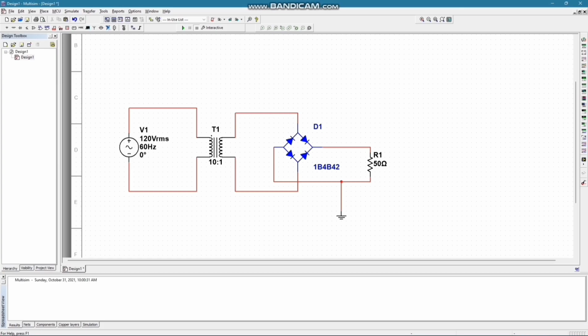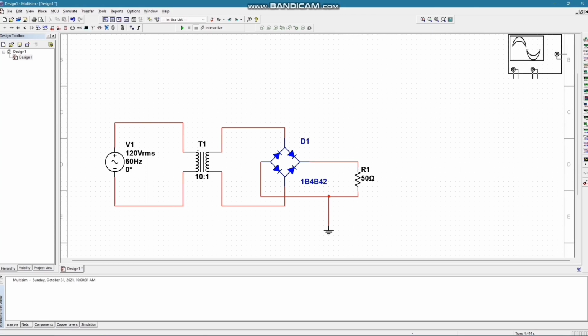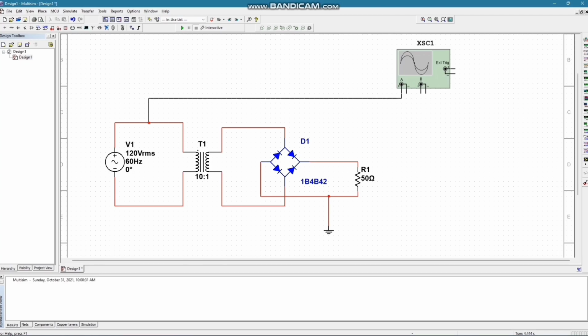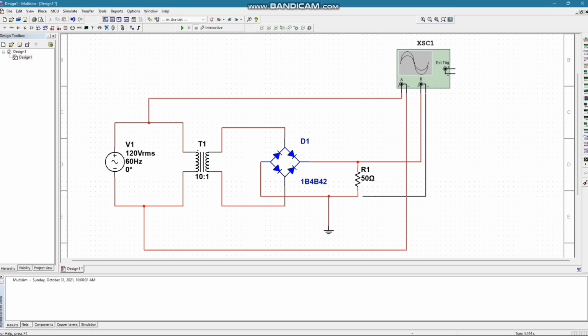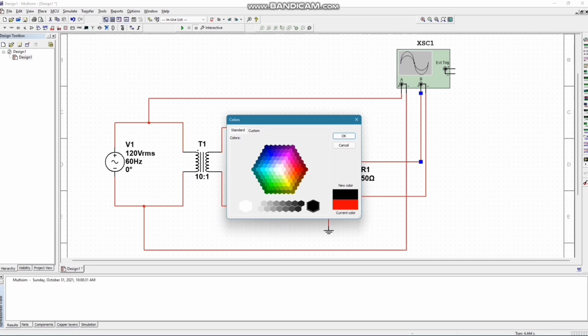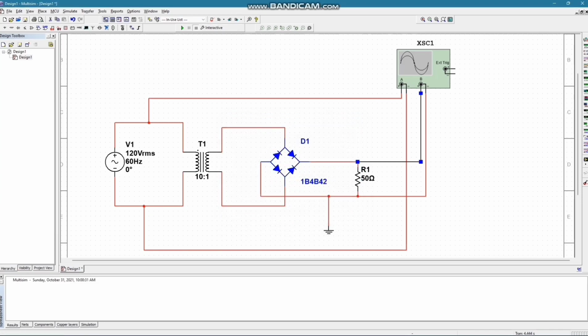So now, to study the waveform of this bridge rectifier circuit diagram, we are going to need an oscilloscope. So I'm going to add an oscilloscope to the diagram. So this is an oscilloscope. I'm going to connect the A channel of the oscilloscope to the AC main supply. So this is the input. And I'm going to connect the B channel of this oscilloscope to the load resistor, which is going to give us our DC output. Just to make things easier to understand, I'm going to change the wire color of the DC output.